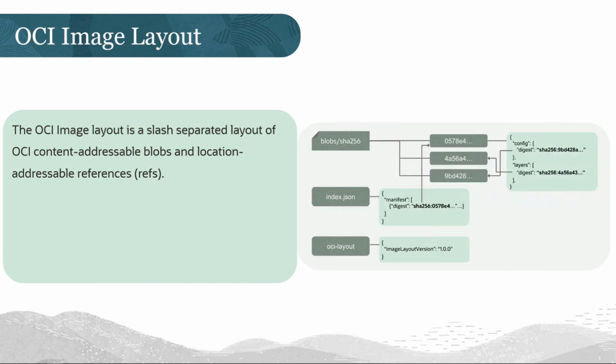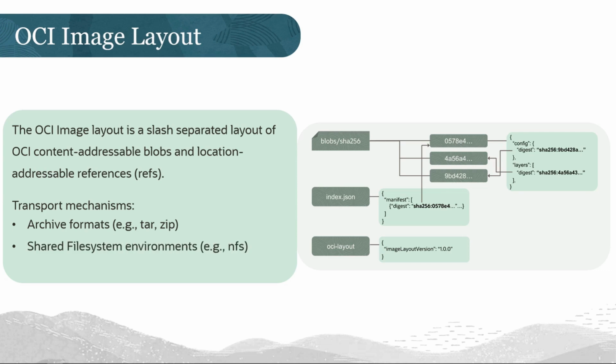Let's understand the OCI image layout specification. The OCI image layout is a slash-separated layout of OCI content addressable blobs and location addressable references. Now this layout may be used in a variety of different transport mechanisms, for example archive formats like tar or zip, shared file system environments like NFS, or networked file fetching, for example HTTP, FTP, and rsync.